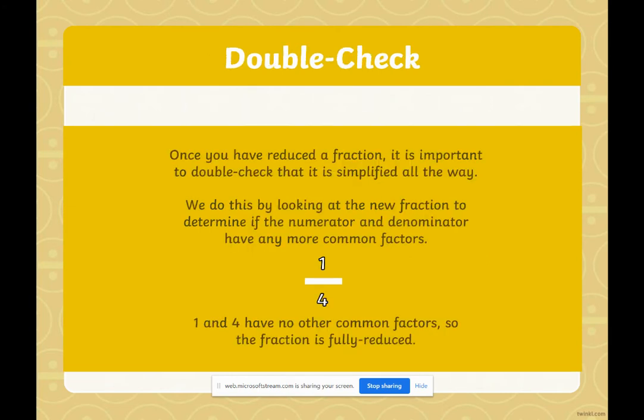Okay, so we have to double check. Once you've reduced a fraction, it's important to double check that it's simplified all the way. So we just have to look at our new fraction and determine if the numerator and the denominator have any more common factors. And I'm just going to write this out here. 2/8 is equal to 1/4 because this statement is true. We didn't do anything to the amount that is represented.